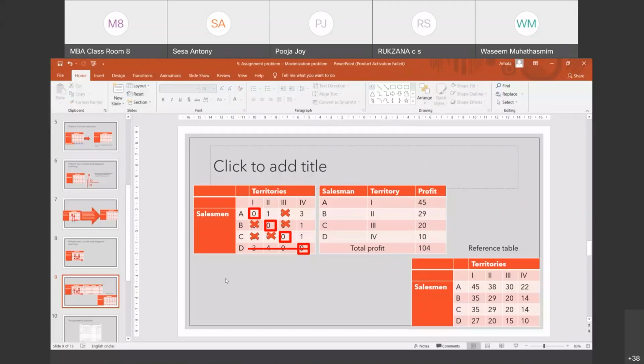Okay. So this is how we solve for the maximization matrix. The only thing you have to remember is that initially you convert the maximization matrix into a minimization matrix. Lastly, for checking the answers, again use the maximization matrix itself, which is given in the question. Use that matrix for calculating the total profit. Okay. So that's it from this.